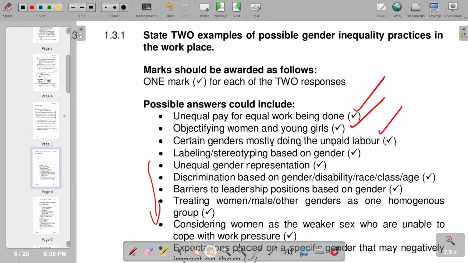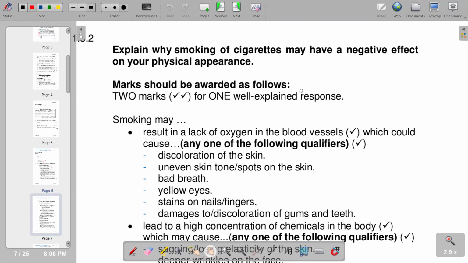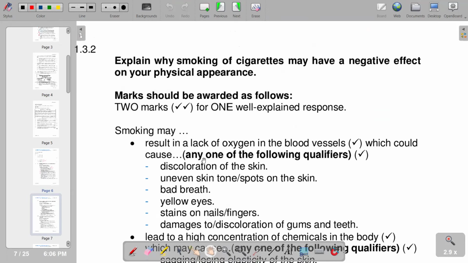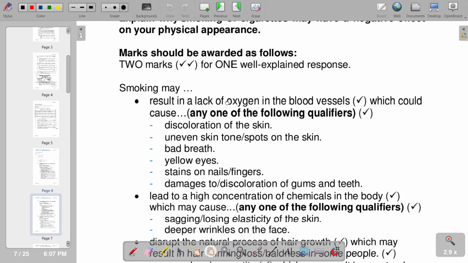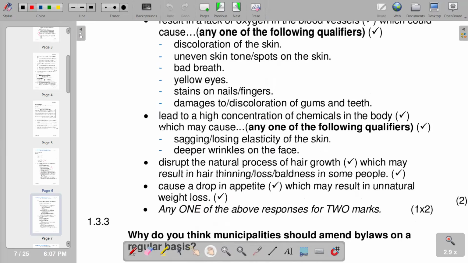So we go to the next part of our question, which reads, explain why smoking of cigarettes may have a negative effect on your physical appearance. These are some of the possible responses that you can put. Smoking may result in a lack of oxygen in the blood vessels, which could cause discoloration of the skin and even skin tone or spots on the skin, bad breath, yellow eyes, stains of nails, damages of gums and teeth. So basically, these are some of the responses that we can give.